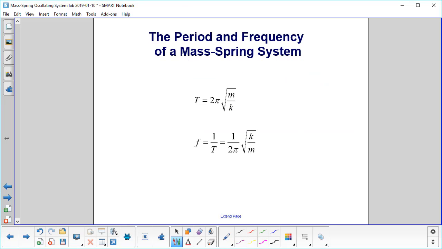The period of a mass spring system in simple harmonic motion is 2 pi times the square root of the mass that's oscillating divided by the spring constant. And this was derived in the unit presentation, so you can go back and look at that if you're interested. Frequency is 1 over the period, so it's 1 over 2 pi square root of k over m.